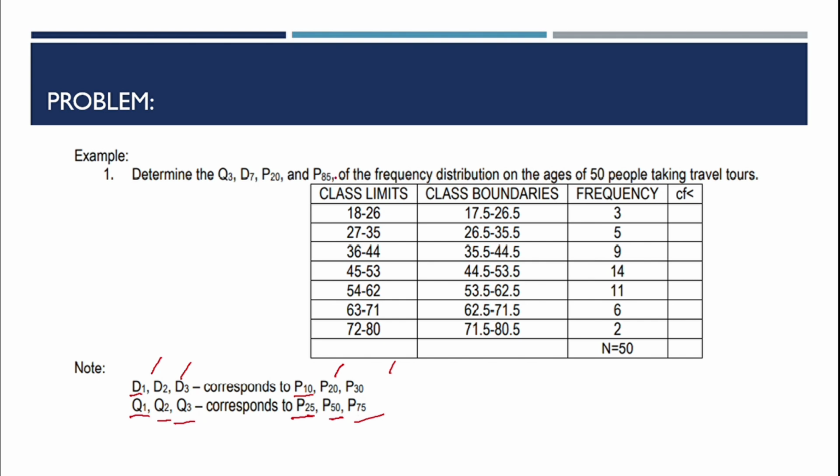So what we are going to do is find Q3, D7, P20, and P85. Let's start with Q3.